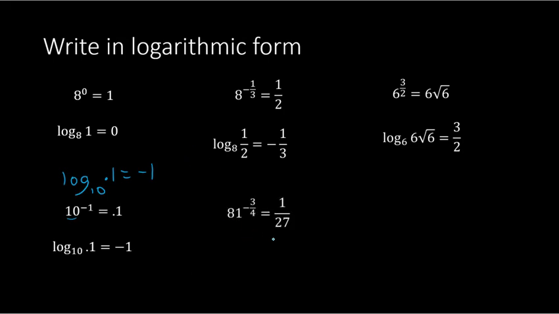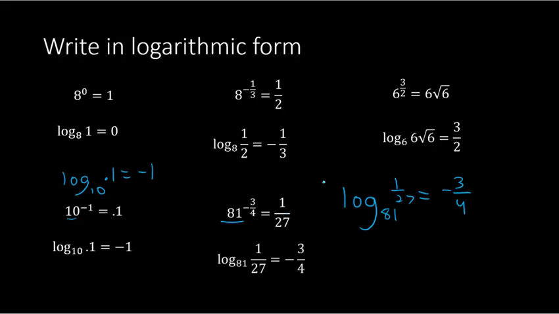Okay, let's try one more. Here we have 81 to the negative 3/4 power equals 1/27. And to write in logarithmic form, we would have log, and then 81 is the base, so 81 is the base of the logarithm. A log is an exponent, so it's equal to the exponent, which is -3/4, and then the 1/27 would go right here. So in logarithmic form, we can write this as log base 81 of 1/27 equals -3/4.